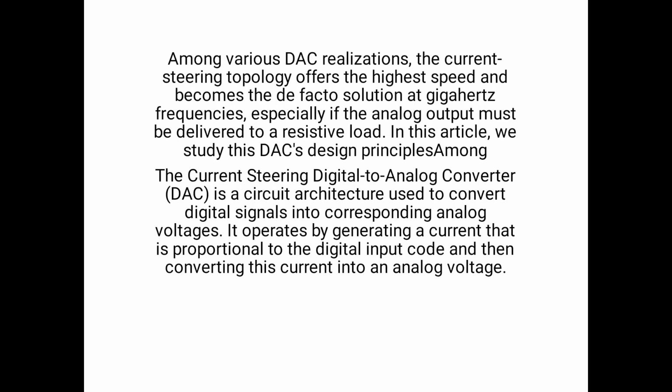Among various digital to analog converter realizations, the current steering topology offers the highest speed and becomes the de facto solution at gigahertz frequencies, especially if the analog output must be delivered to a resistive load. In this article, we study these digital to analog converter design principles among the current steering.